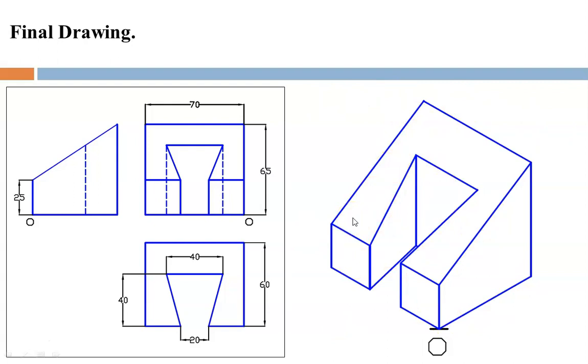So this is the problem which is based on the slot or the cut portion which is on a non-isometric plane. I hope the idea is clear to you.